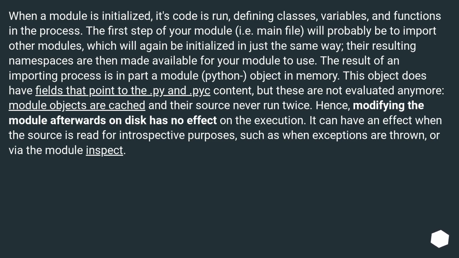This object does have fields that point to the .py and .pyc content, but these are not evaluated anymore. Module objects are cached and their source never run twice. Hence, modifying the module afterwards on disk has no effect on the execution. It can have an effect when the source is read for introspective purposes, such as when exceptions are thrown, or via the module inspect.